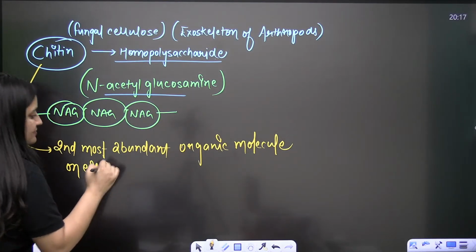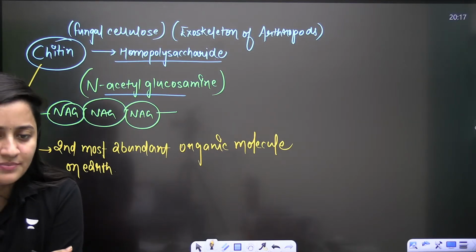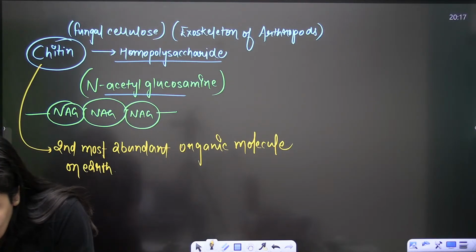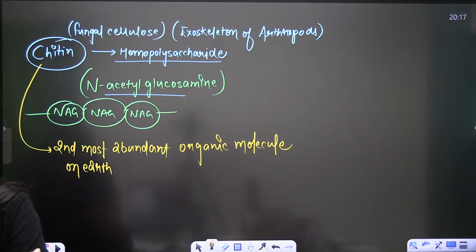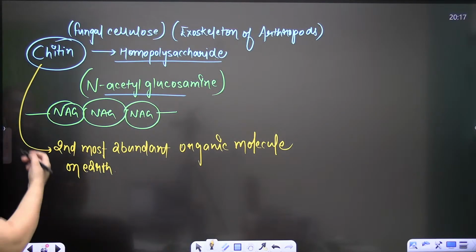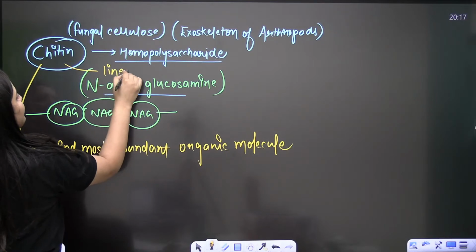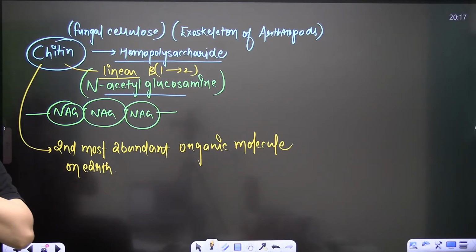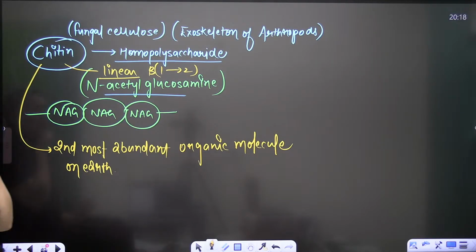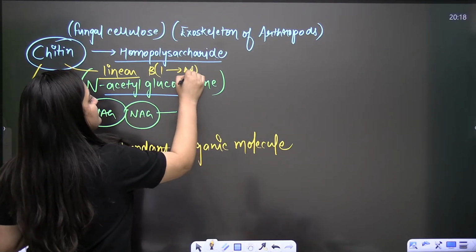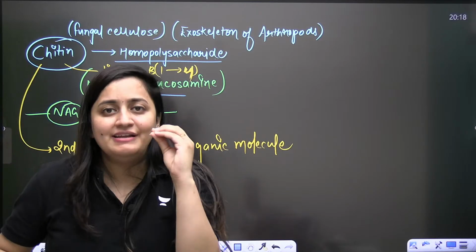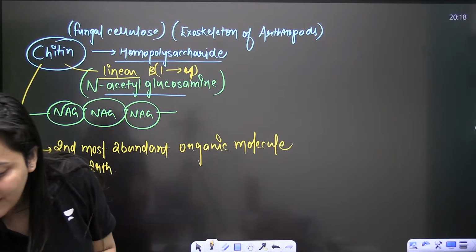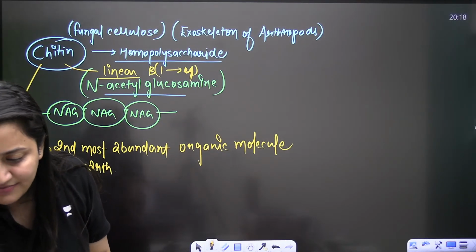Any doubts here? It is the second most abundant organic molecule on Earth. So it is NAG, N-acetyl glucosamine. Clear? Even it is linear, like a straight chain, and beta 1,4 linkage is there. Chitin it is. So that's all. You need to remember the examples, and work on these examples. I hope we are done with this carbohydrate part.